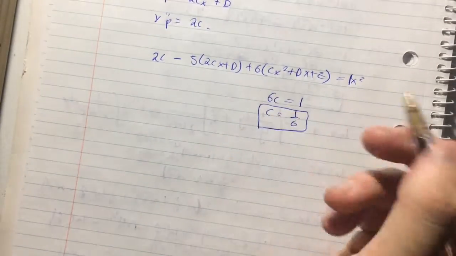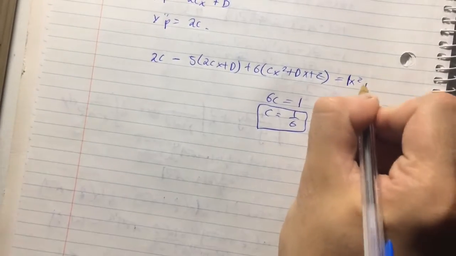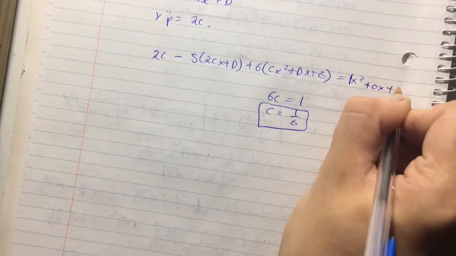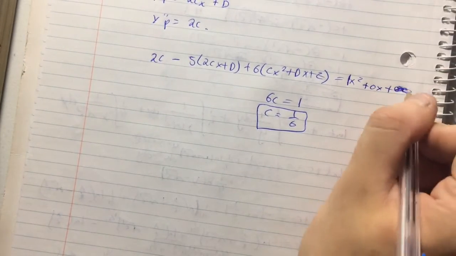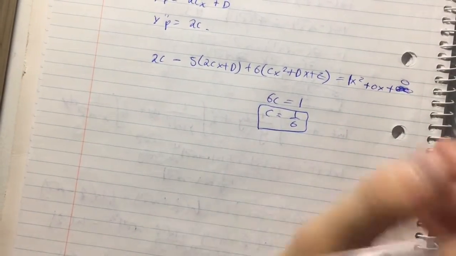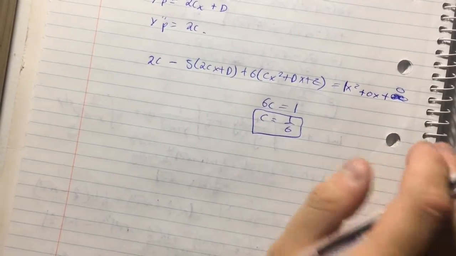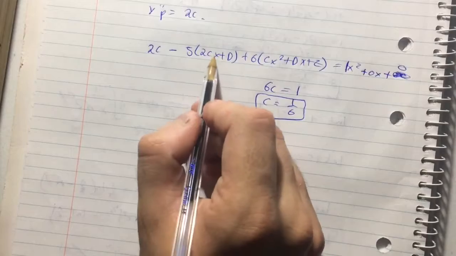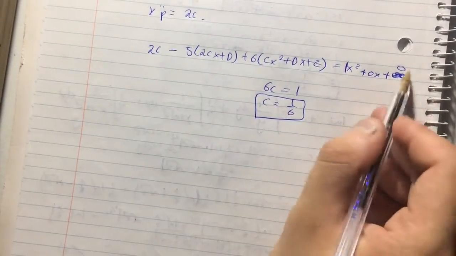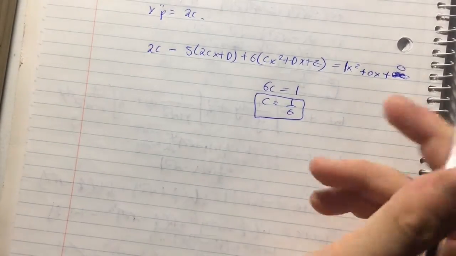Cool. Now, I don't have anything else, but I technically have a 0x and a plus 0c, which is just a constant, but I shouldn't write that. Plus 0, I should write. I technically have these things. And the reason why I say that is because now I'm going to equate the x's to the x's on that side, but it's just going to be equal to 0.